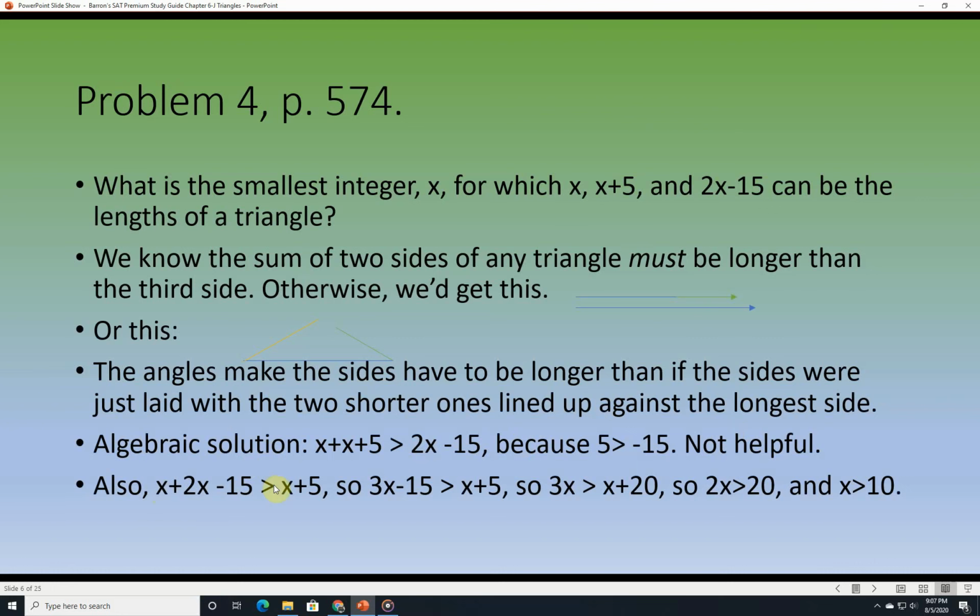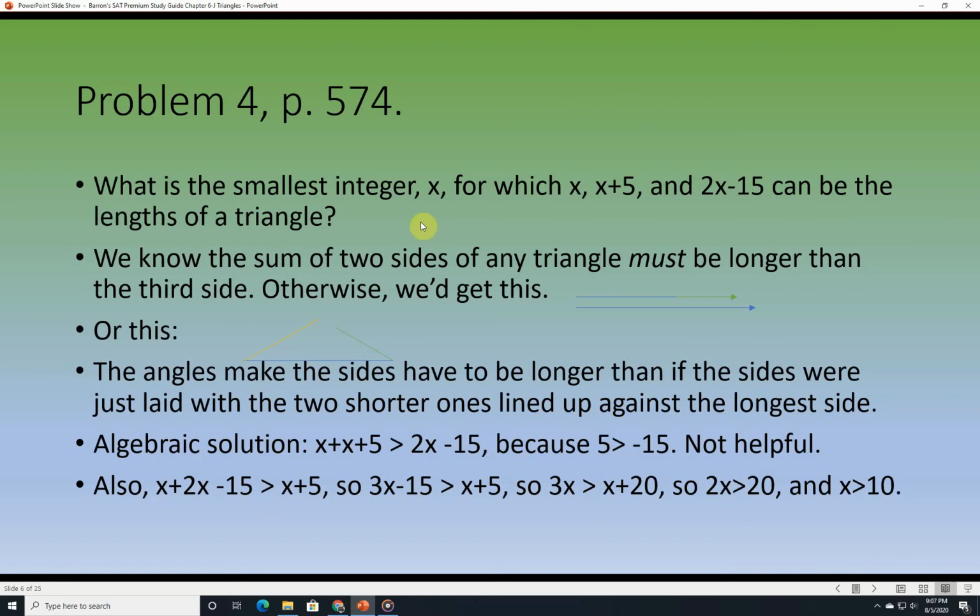x plus 2x minus 15 has to be greater than x plus 5. So then we combine like terms. 3x minus 15 is greater than x plus 5. And then we add 15 to each side. So 3x is greater than x plus 20. Then we subtract x from each side. So we get 2x is greater than 20. And x has to be greater than 10.